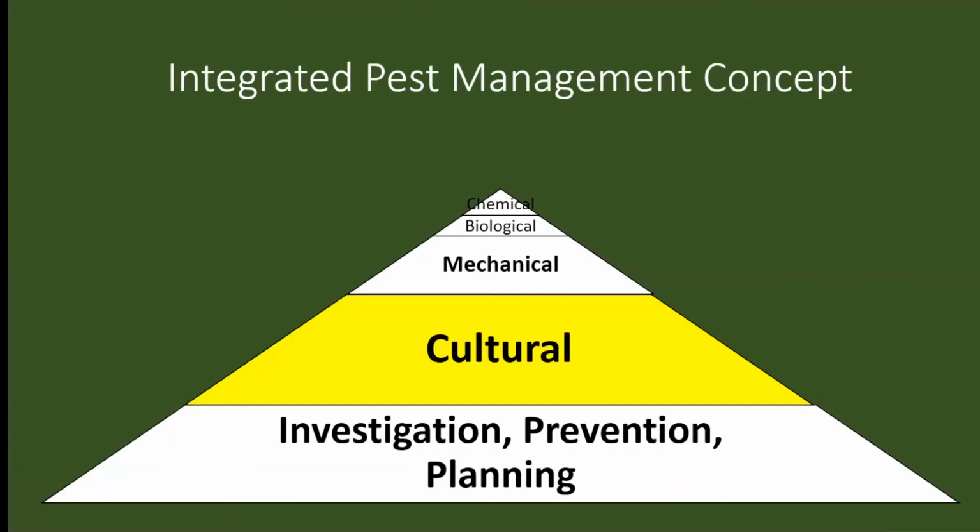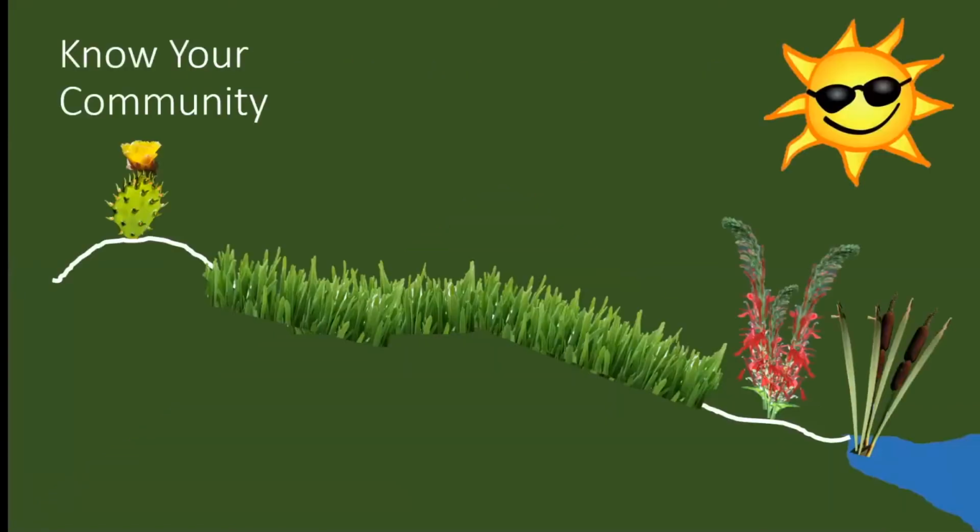So the next step after we have done the investigation, planning, and prevention is cultural. Cultural in natural areas management, at least the way that I see it, is developing the best augmentation using native plants possible. So one of the first things you need to do is know your community. The bare minimum in knowing your community is to know the moisture regime and the light regime to at least get you started here.